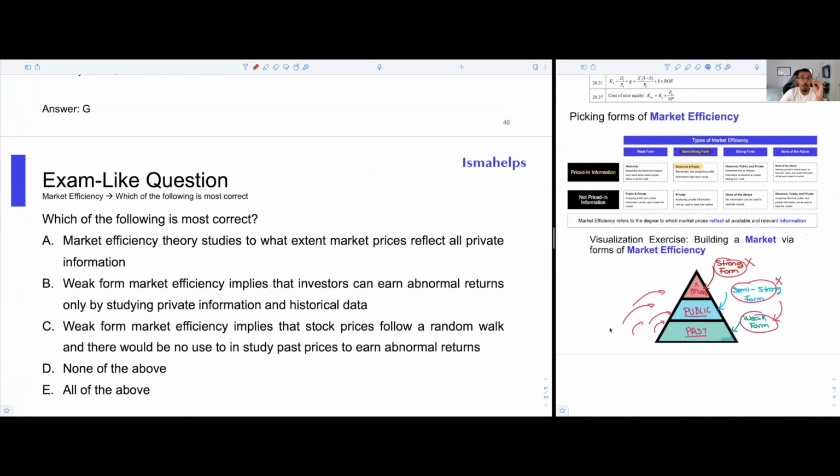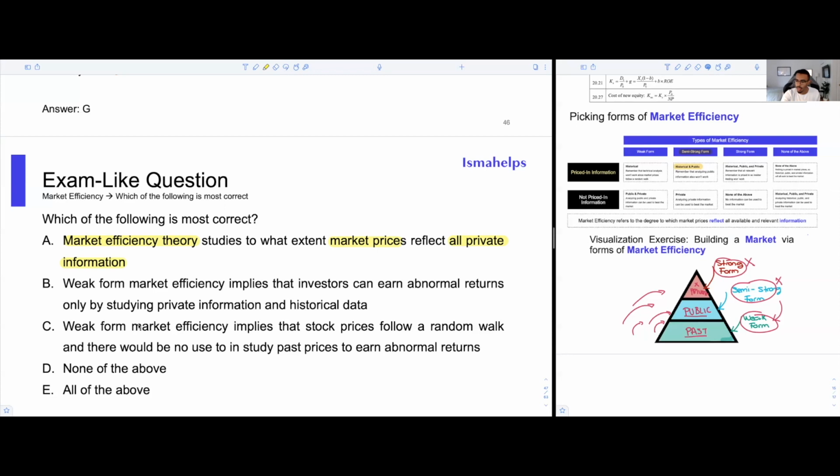Okay, so another exam-like market efficiency question, which is going to ask you to find which of the following is most correct. This question, they're asking you for A: market efficiency theory studies to what extent market prices reflect all private information. So we're talking about market efficiency theory, but they're also telling you to what extent market prices are reflecting private information. But low-key, market efficiency theory reflects more than just private information. So I'm not too sure if this is right or wrong. On an exam, I'd say this is not the most correct answer. Perhaps there are better answers out there.